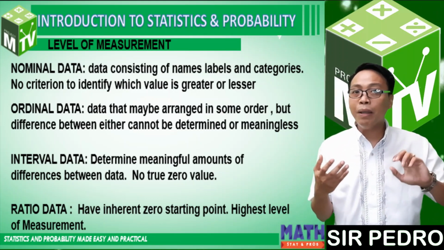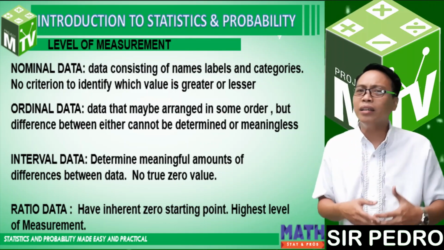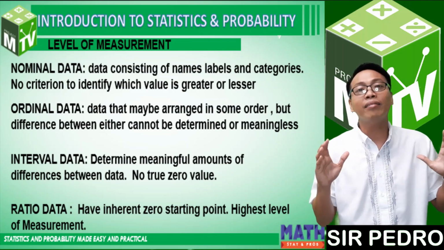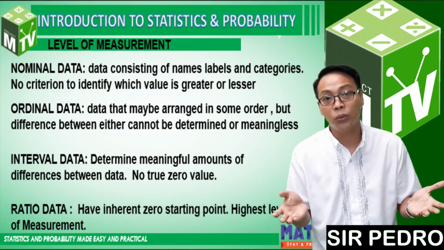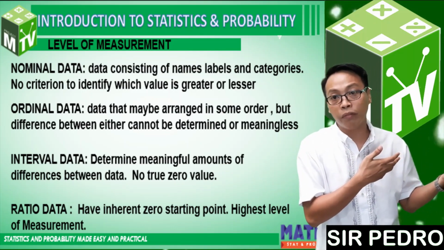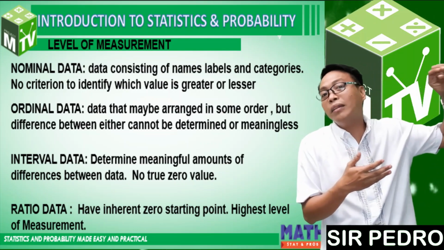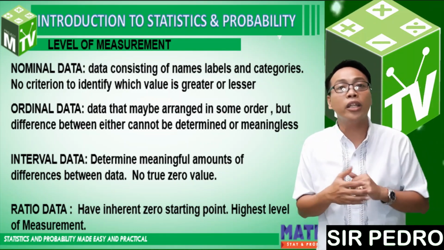Wala kang masasabing mas magandang network provider, hindi mo masabing mas maganda ang Smart, hindi mo masabing maganda ang Globe kasi wala ka pang criteria to tell which is better than it. Or among those network providers. There's no criterion that this religion is better than that religion. Therefore, religion is a nominal data.